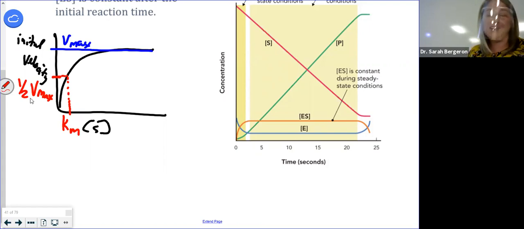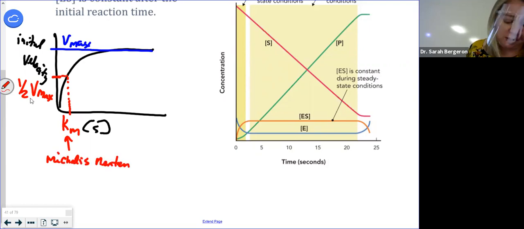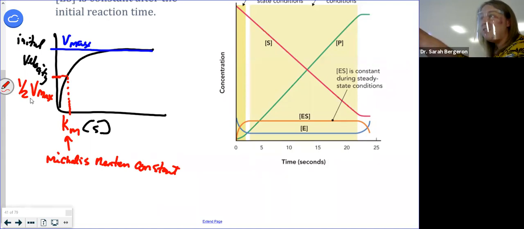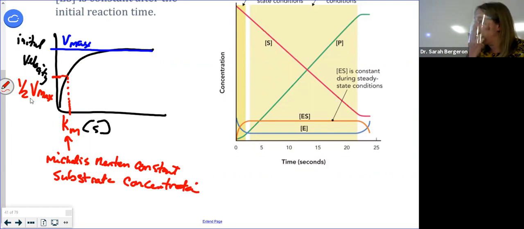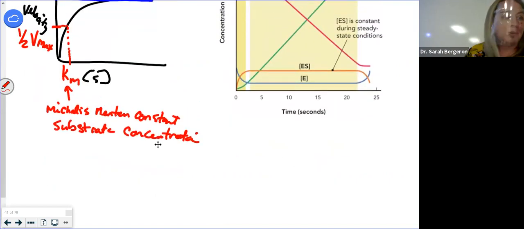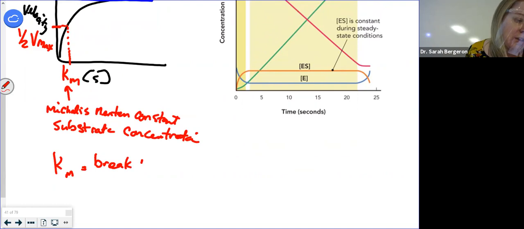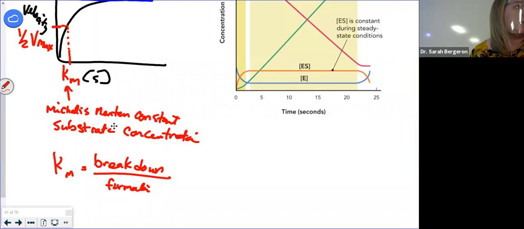So the Michaelis-Menten constant is actually a measure of what? M-I-C-H-A-E-L-I-S, Michaelis-Menten. Binding affinity. Km is binding affinity because we're actually looking at substrate, the substrate concentration. And that's what we said binding affinity was, really. So Km is really a ratio of the breakdown versus the formation of our product that our enzyme can do.